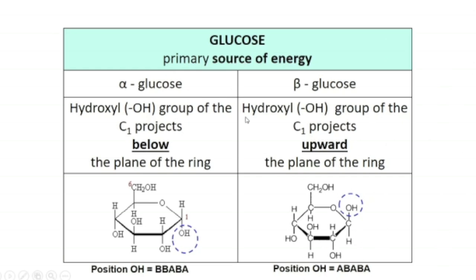This diagram shows the difference between alpha glucose and beta glucose. For alpha glucose, the hydroxy group at carbon number 1 projects below the plane of the ring. So the position of the hydroxy group at carbon number 1 is below the plane of the ring. While for beta glucose, the hydroxy group at carbon number 1 projects upward from the plane of the ring.